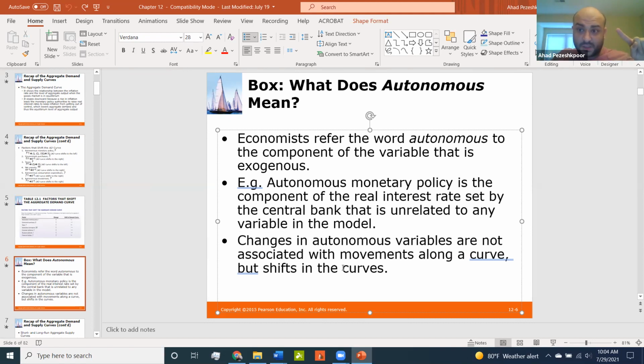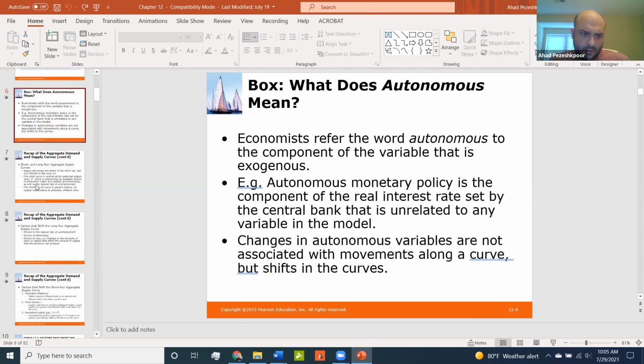But when something from the outside changes, the model itself changes. Curves will shift up and down. The whole situation changes because the model you have is only explaining certain things. And when other things that are not being explained by the model change, therefore your model must change to accommodate this new situation. So one more time, changes in autonomous variables are not associated with movements along a curve, but shifts in the curve.